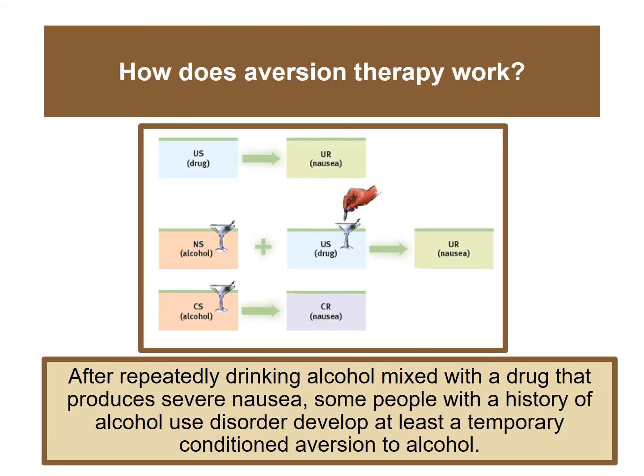How does aversion therapy work? So, after repeatedly drinking alcohol mixed with a drug that produces severe nausea, some people with a history of alcohol use disorder develop at least a temporary conditioned aversion to alcohol.